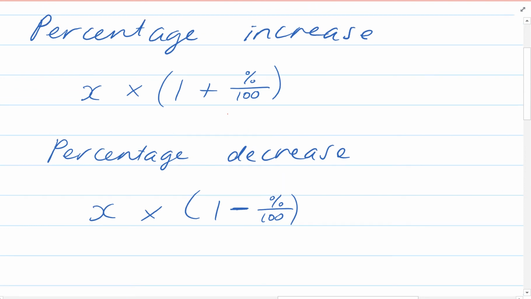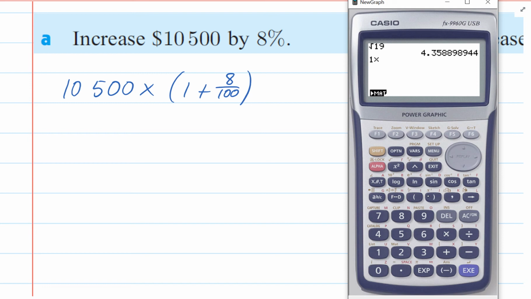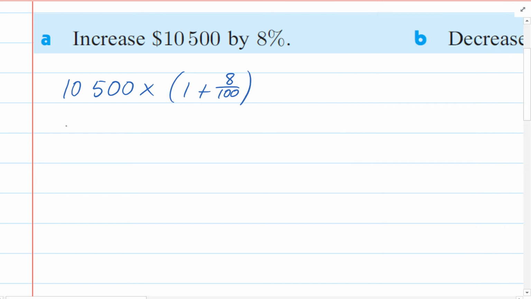Okay, so let's look at these ideas with these two numbers over here. So question A, we're increasing by 8%. So we would take 10,500 and multiply it by 1 plus 8 over 100. So let's see what 1 plus 8 over 100 looks like. So divided by 100. That gives us 1.08. So what we're actually doing here is we're timesing 10,500 by 1.08.